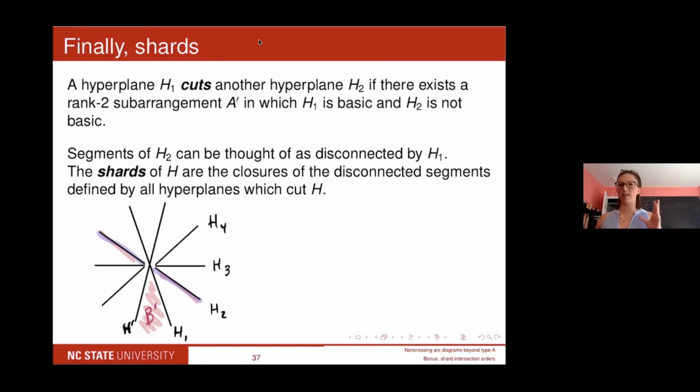Okay, so this is the idea of shards. Yeah, Mark. Because we're taking the closures of these disconnected segments, they're still all going to contain the origin, right? Yes. And because we're taking the closure, we can think about intersections in a way that's useful.